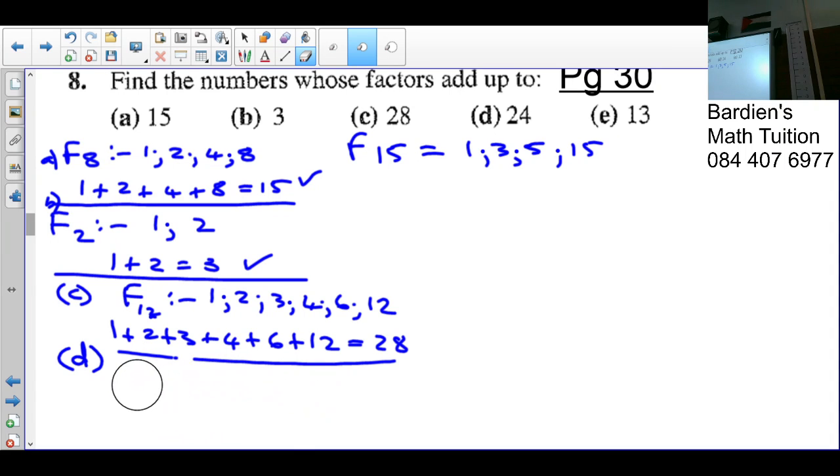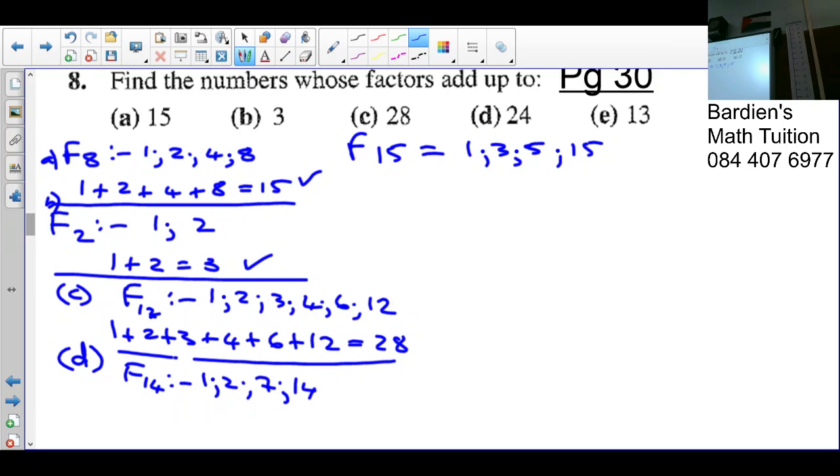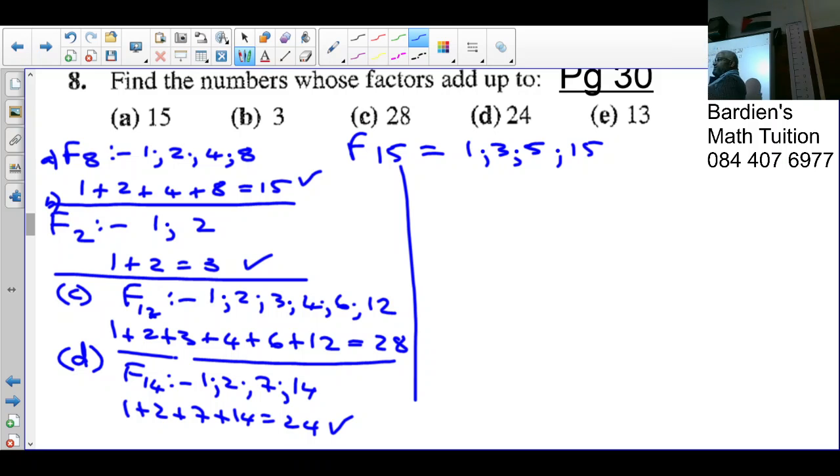Can't be 11. 12 we haven't done yet. We just did 12. 12 is 28. Factors of 13, no. 14 is going to be 1, 2, 7, 14. So that's 21, 22, 24. So it's 1 plus 2 plus 7 plus 14, which is 24. So it's the factors of 14. Does it make sense, people? Yes, sir. Right, nice. Whoever came up with this, give her a round of applause.